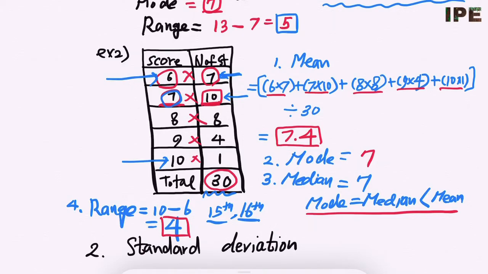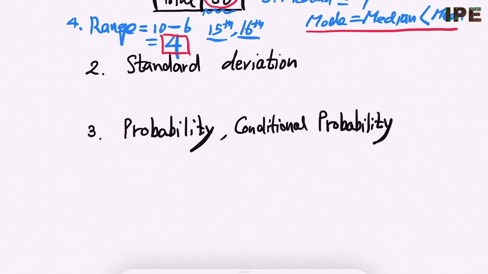Okay, what is the next one you have to know? That is standard deviation. SAT never asks you to find the standard deviation. It asks you just the concept of standard deviation, just to see how much students understand about it. Standard deviation represents how much the data is spread out.